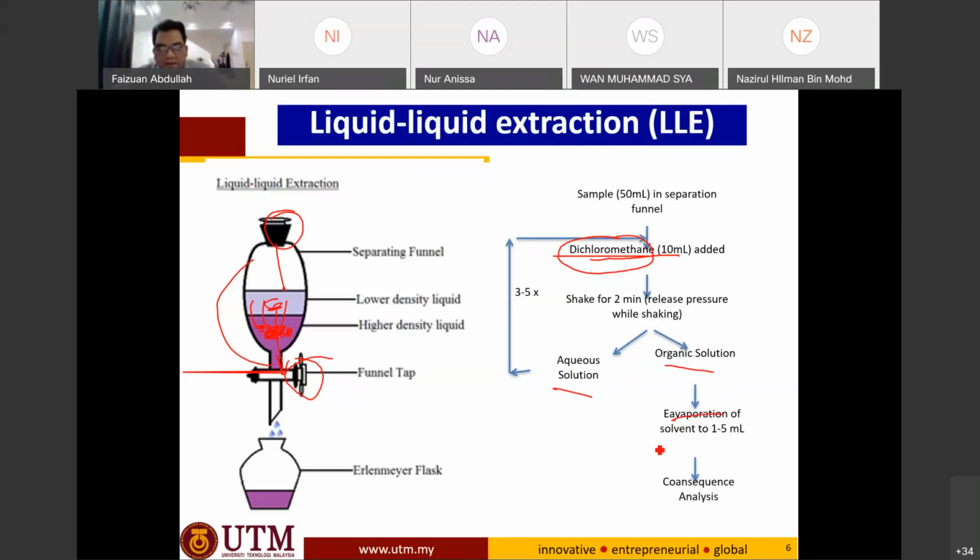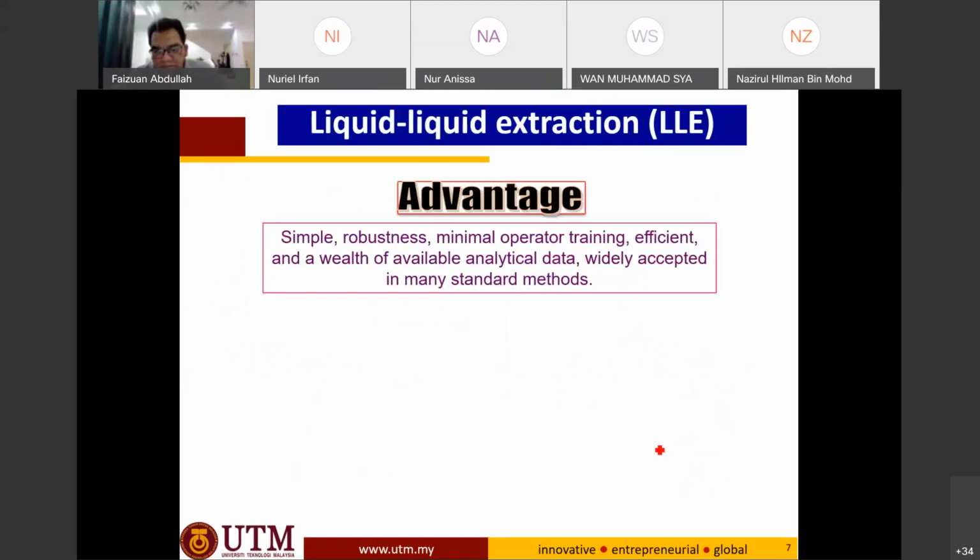What is the advantage of this method? It is simple, robust, and needs minimal operating training, because we just need the separating funnel, shake it, and then we pre-concentrate by removing the solvent to concentrate the analyte. It is efficient, has a wealth of available analytical data, and is widely accepted in many standard methods.